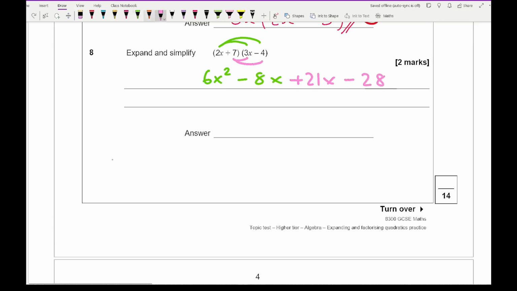Again, make sure you're careful with your signs, knowing that 2 positives make a positive, 2 negatives make a positive, but a difference of signs gives you a negative. So we get a final answer of 6x squared, and it's going to be plus 13x minus 28.